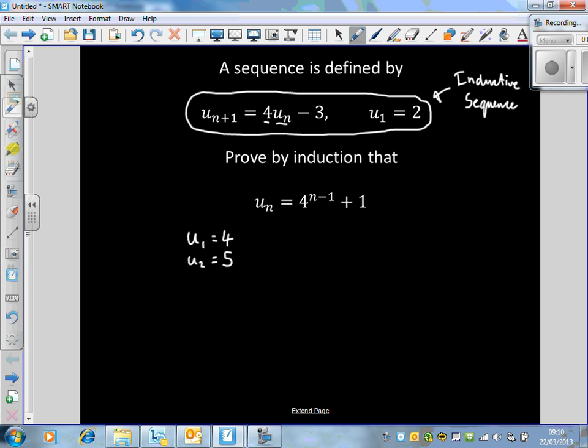U3, what's that going to be? Any ideas? Laura, you had it, didn't you? 17. Yeah. 4 lots of 5 minus 3 is 17.